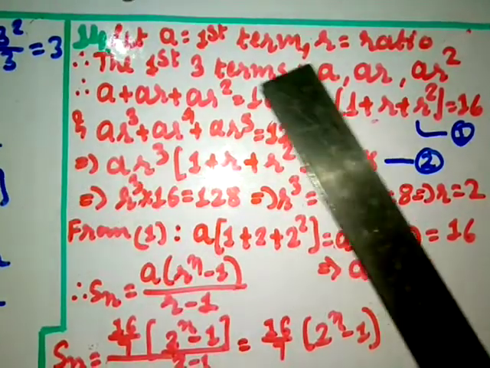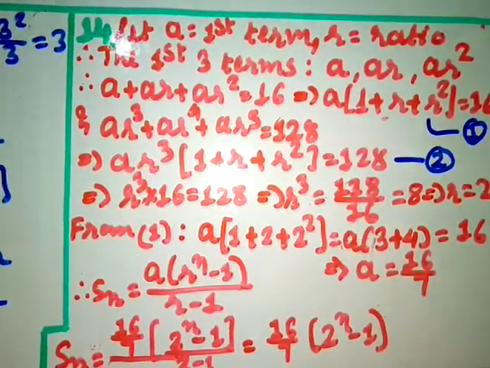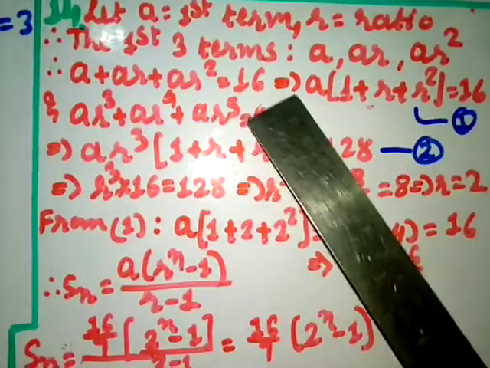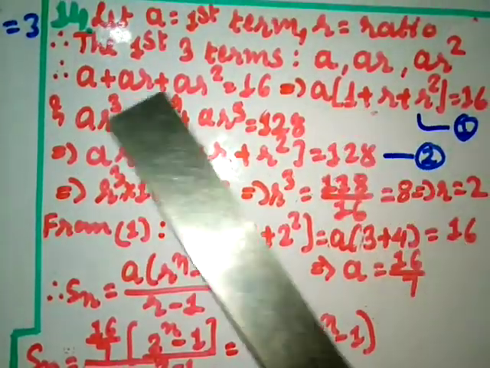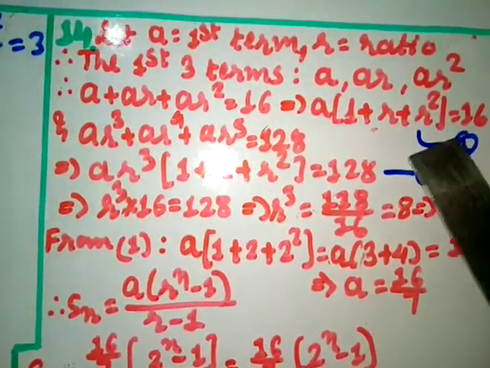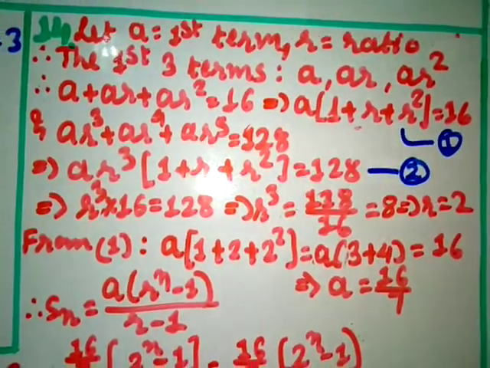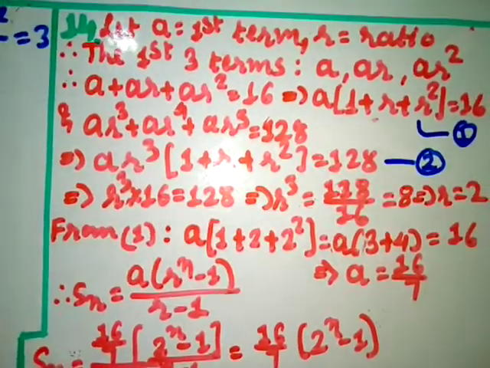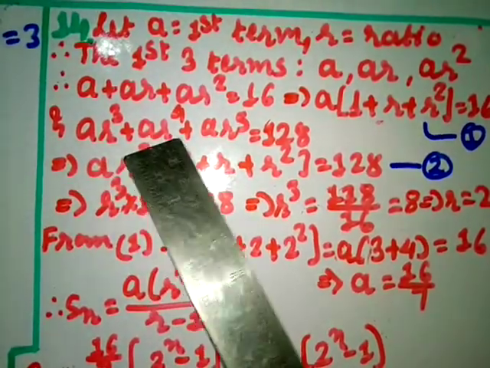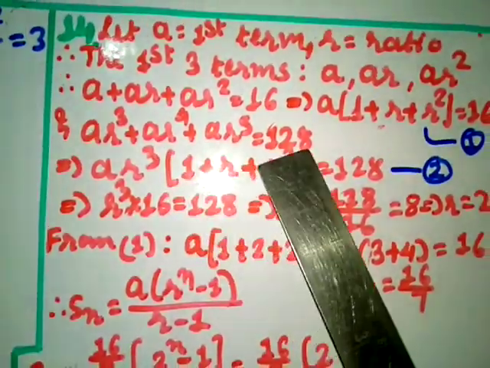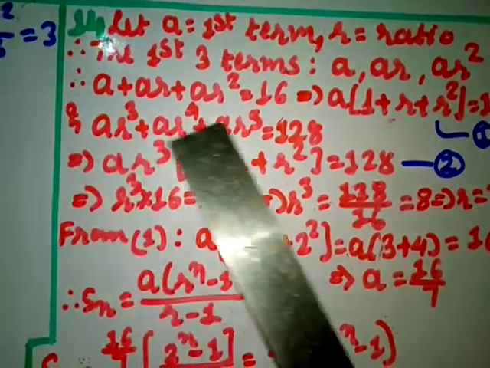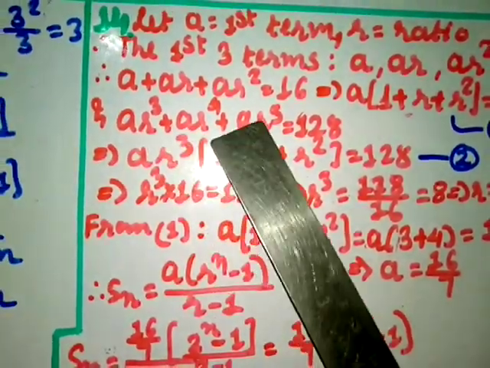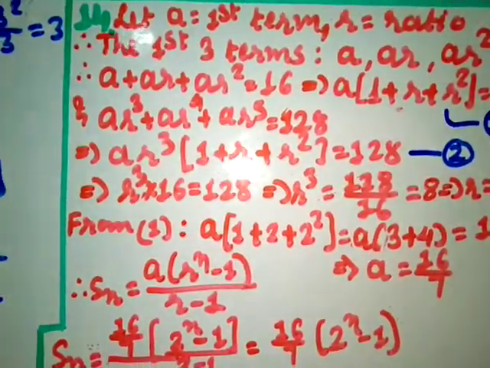First, they have given us the sum of the first 3 terms is 16. So I sum this: a plus ar plus ar square equal to 16. From here take a common, so we get a into 1 plus r plus r square equal to 16. This is called equation 1. They have given next that the sum of the next three terms is 128. So the next three terms are ar cube, ar power 4, ar power 5. Add together, the sum is given as 128. From all these three terms, ar power 3 you can take common. So you get ar cube into 1 plus r plus r square equal to 128, call it equation 2.